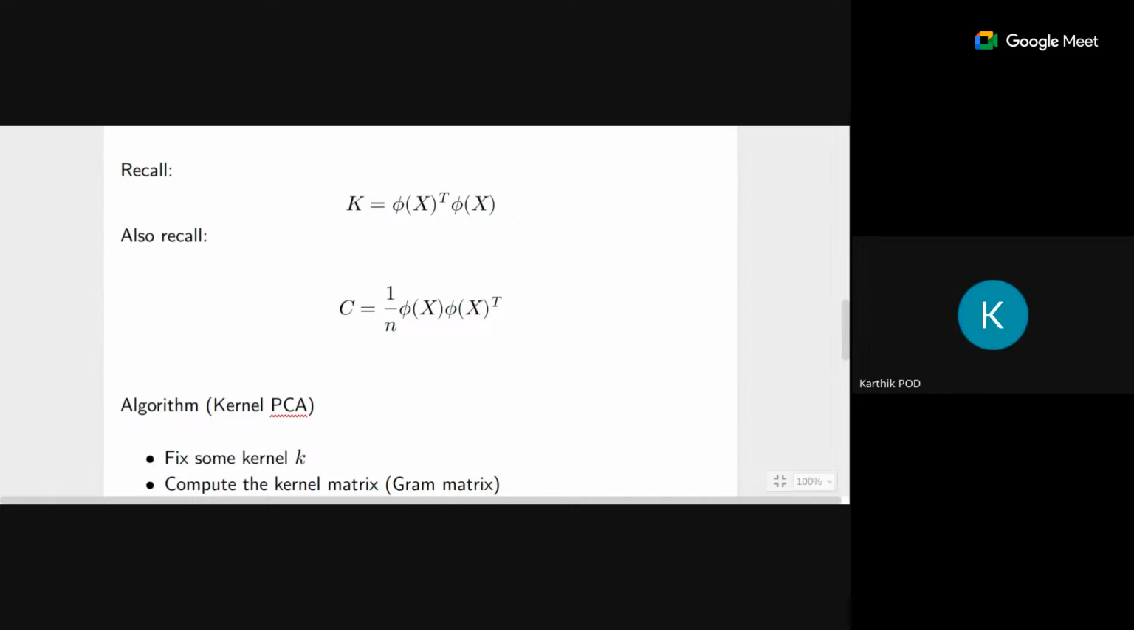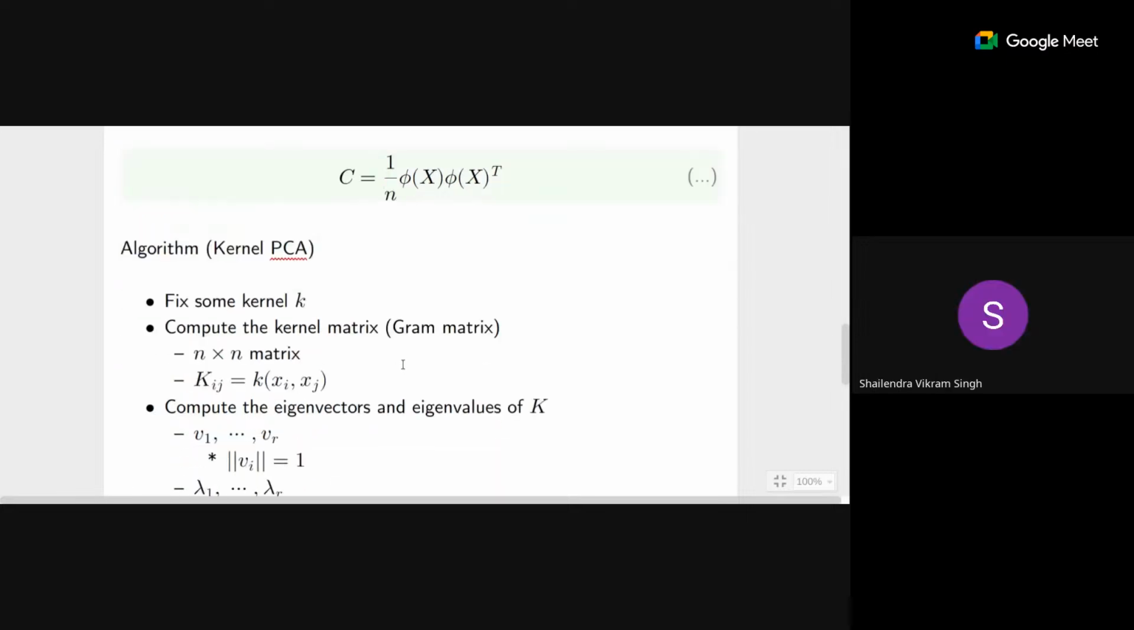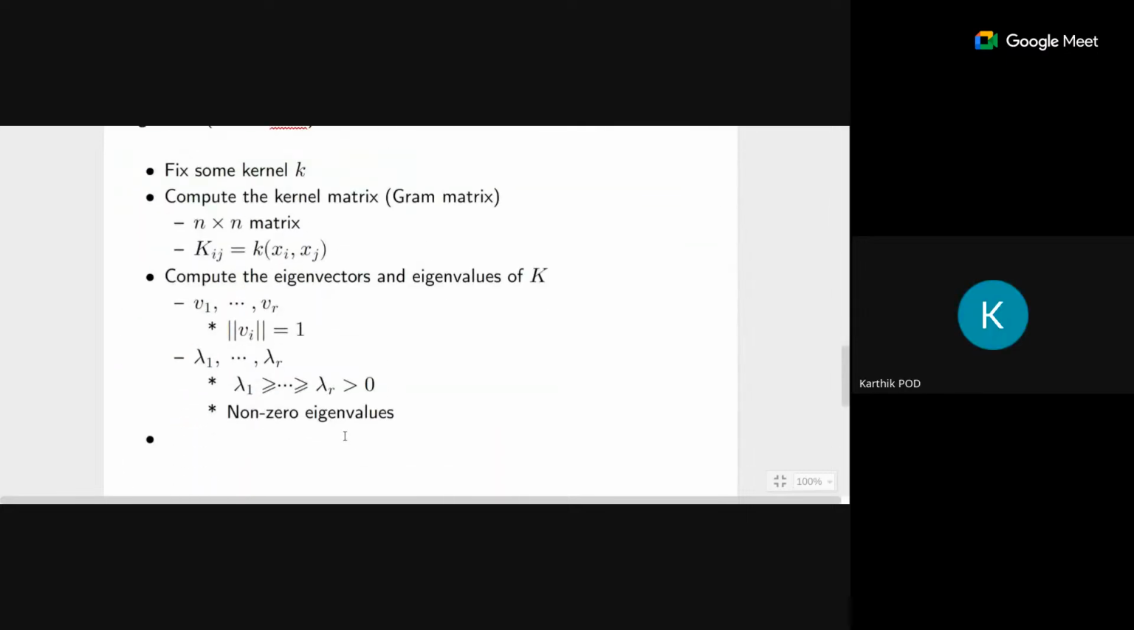There are biased and unbiased estimates of your covariance matrix. The unbiased one, I believe, uses n minus 1, right? You would have read this in stats too. So the unbiased estimate of the covariance matrix is 1 by n minus 1 times phi of x transpose. But you can use this. As far as our course is concerned, it's not going to cause too much of a problem. So 1 by n is fine.